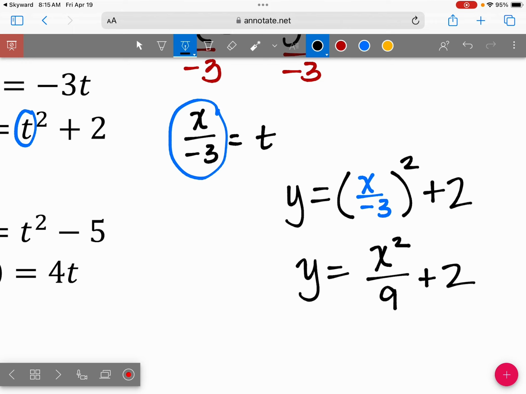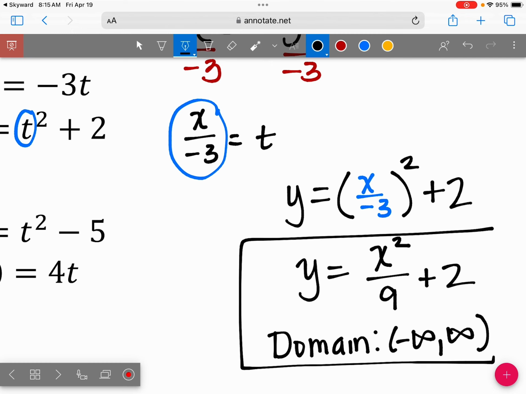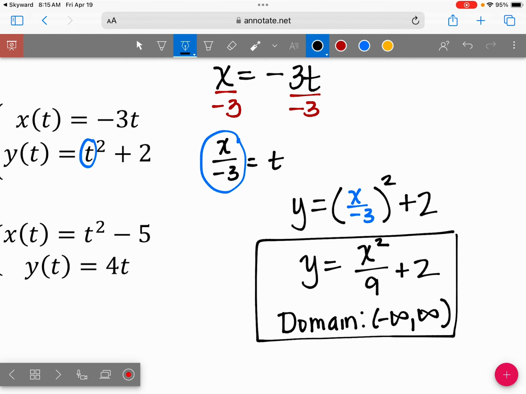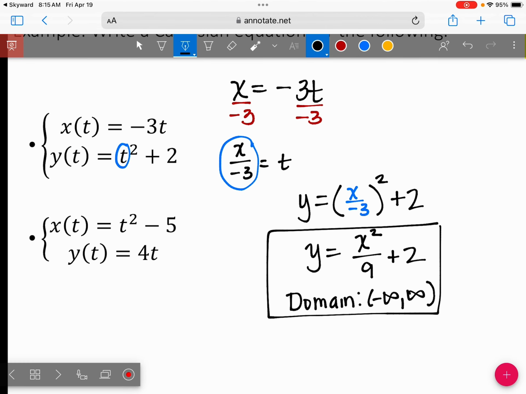So we started off without a red light. Did I end with a red light? No. So my domain is still all real numbers. All right, so because I know I'm going to need to erase this, I'm going to leave that up for a couple seconds before I take it off to do the next question.